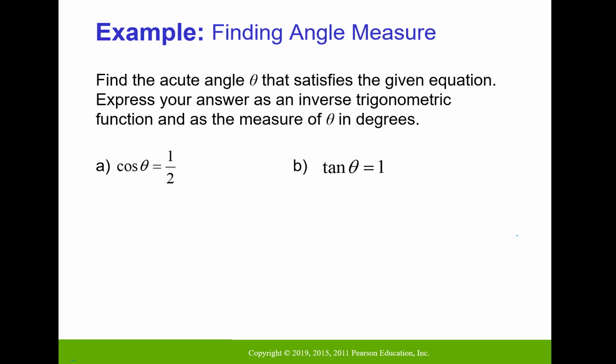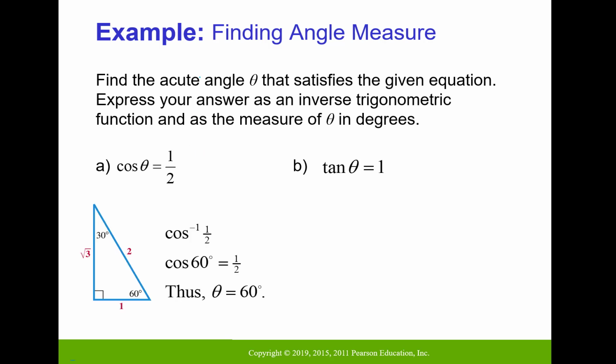So now what we're going to do is find the angle given the function value. We're going to find the acute angle that satisfies the following equations. We know that cosine theta is equal to 1/2, and we want to know, what is theta? If we work backwards, thinking about our triangles, we have seen a cosine value of 1/2 before, and it came from the 30, 60, 90 degree triangle. This is our notation for inverse function. This says cosine inverse of 1/2.